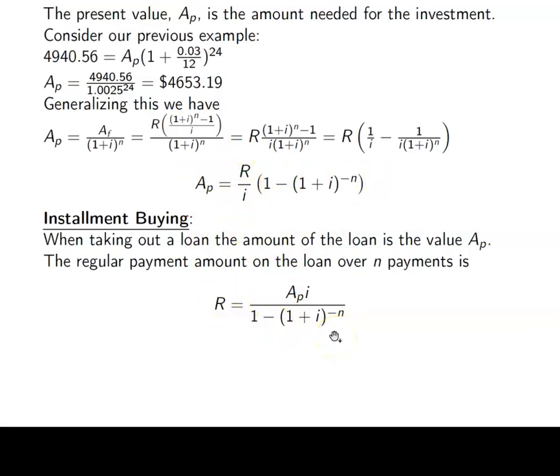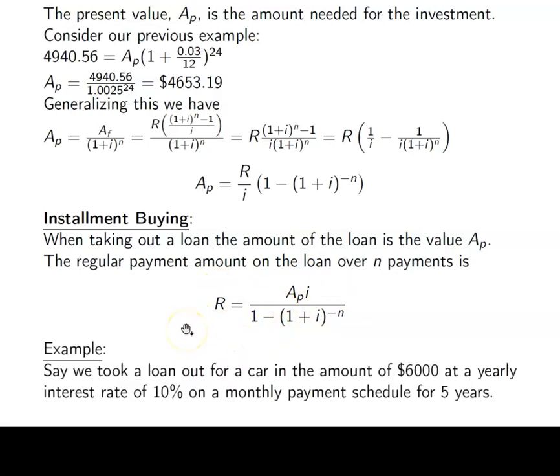Again, this is like if you're taking out a loan on a car, a mortgage payment, a loan on a house. It's the same kind of thing. You take the amount of your loan times the interest rate per payment period, and then you plug everything else into here, and that'll give you your rate.